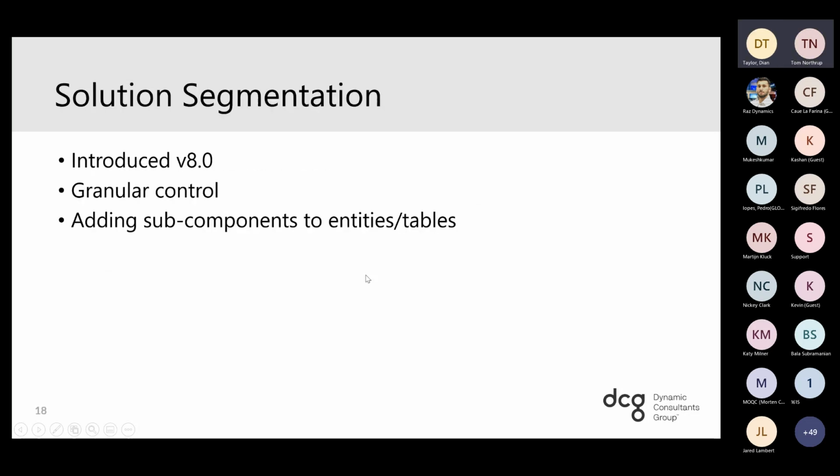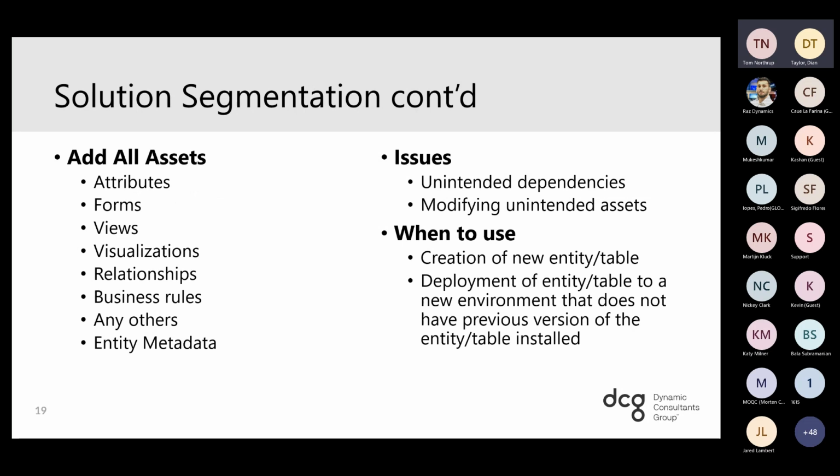Solution segmentation was introduced in version 8. It provides granular control and it allows adding subcomponents to the tables. So previously you added everything when you added a solution previous to version 8. And then if you wanted to edit one field on the account, you had to add everything in the account. Well, now you don't have to do that. You can just add the one field. That's what the segmentation allows. You can add all assets.